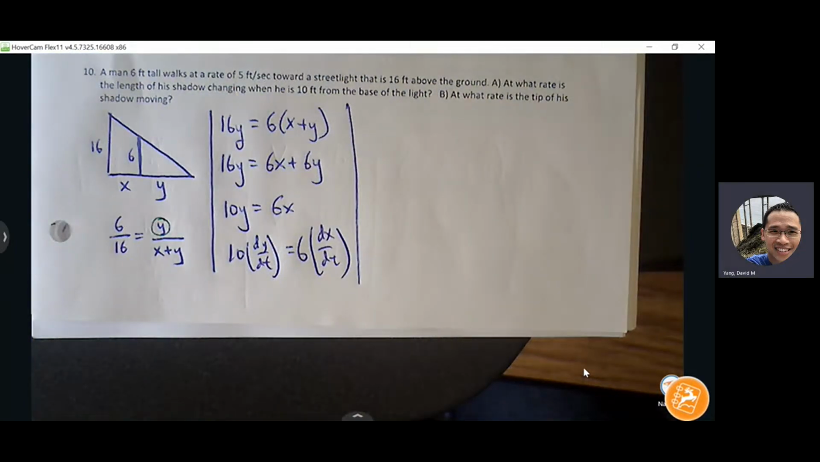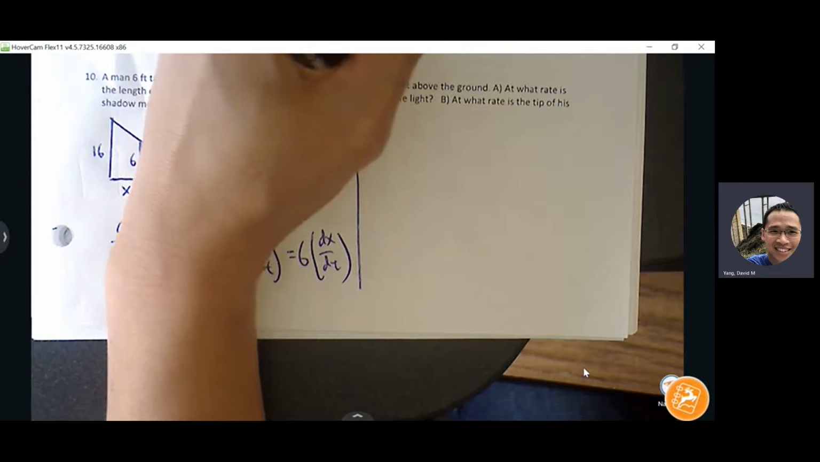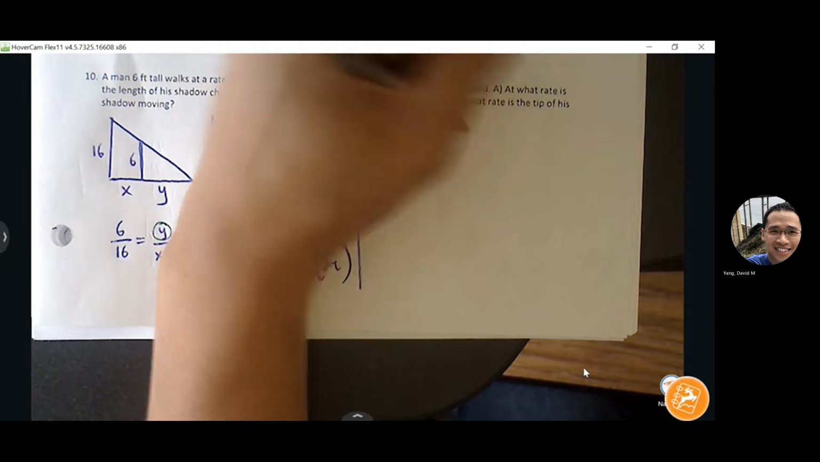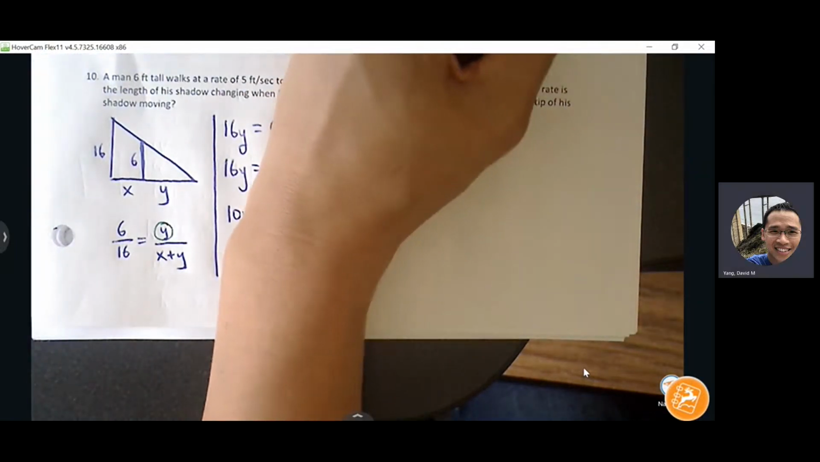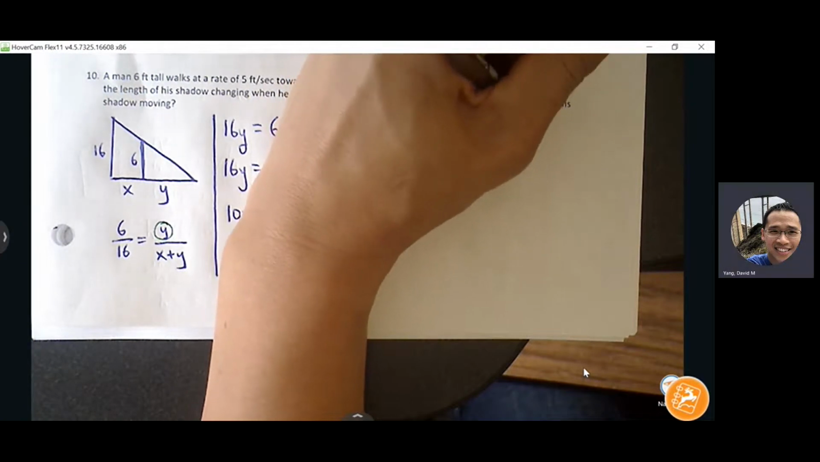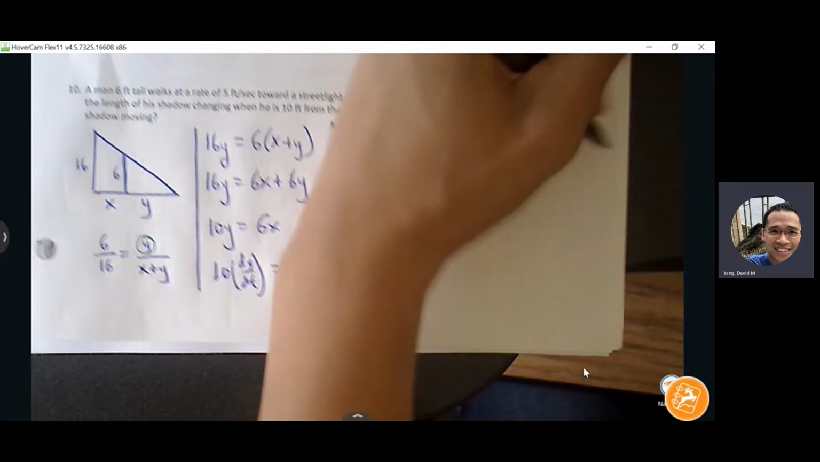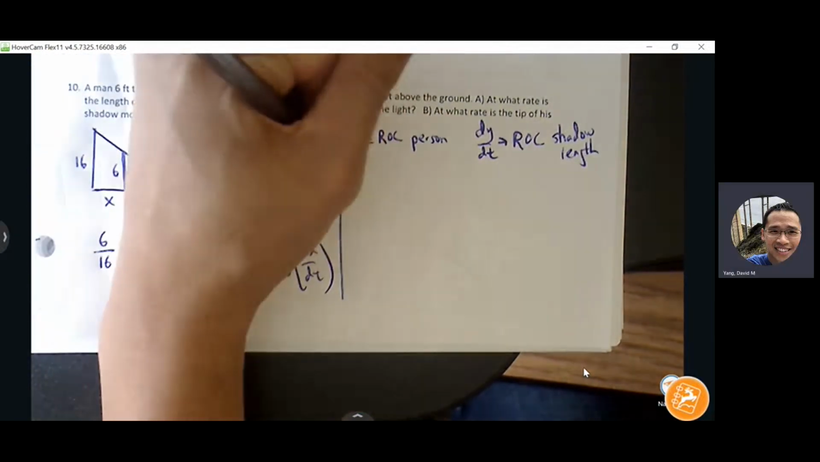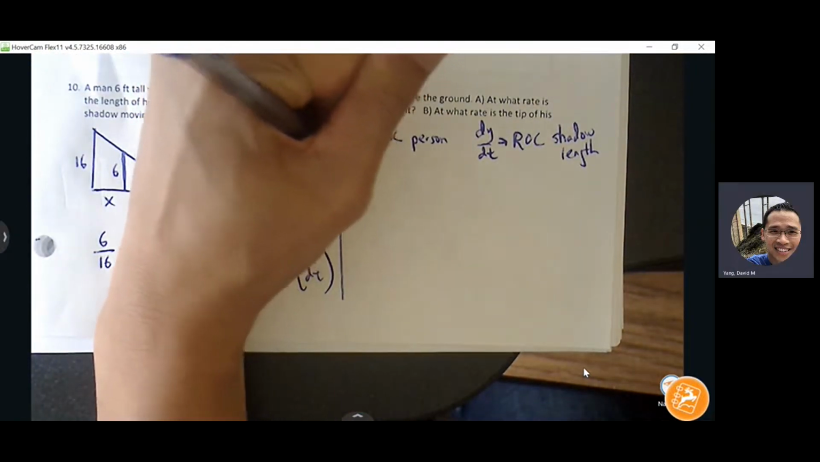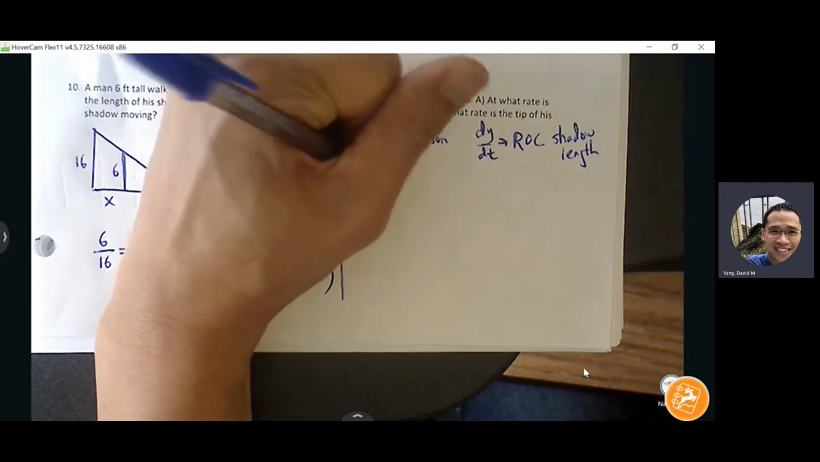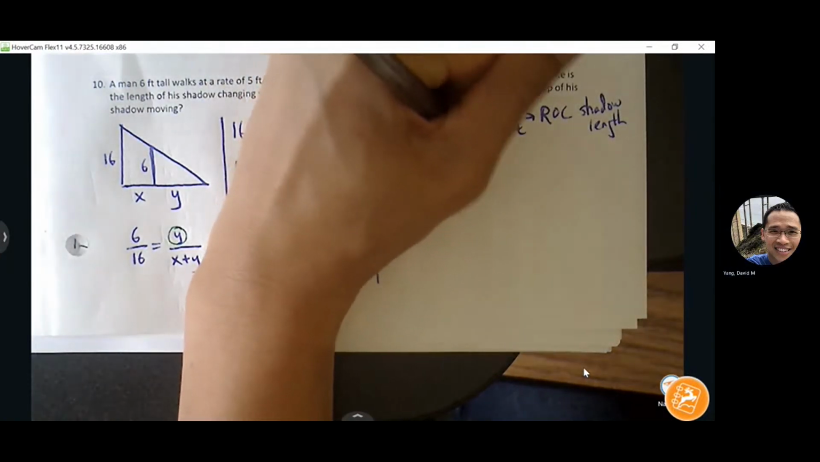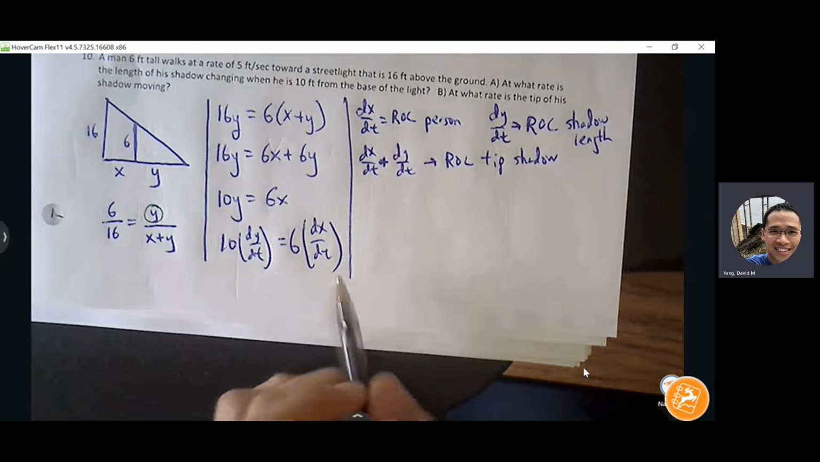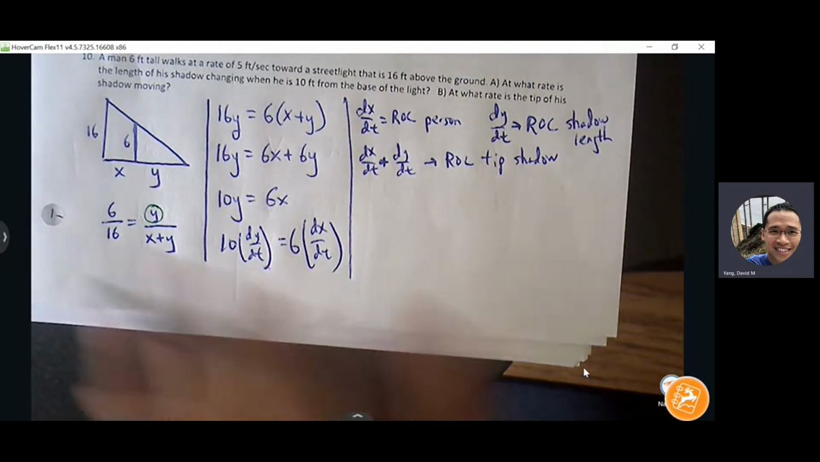All right, let's talk about what these variables mean. dx/dt is the rate of change of the person walking. dy/dt is the rate of change of the what? Shadow length, yeah. And then if I add the two rates together, dx/dt plus dy/dt, it gives me the rate of change of the what? Tip of the shadow, yeah. So if we can find dy/dt, then everything else will come easily.